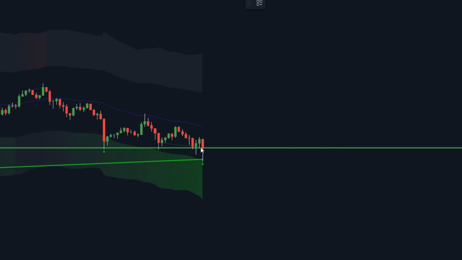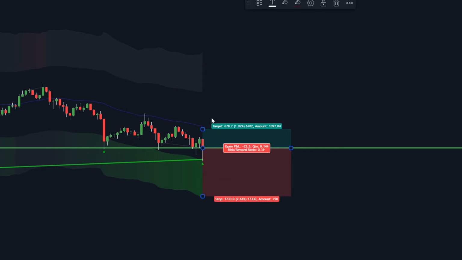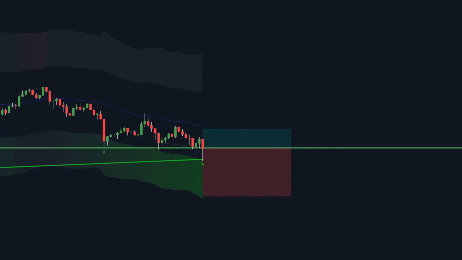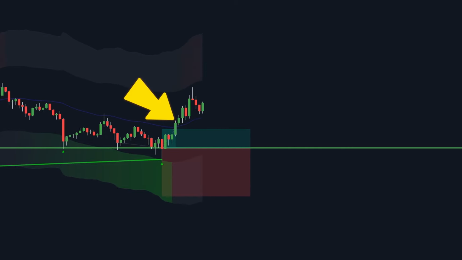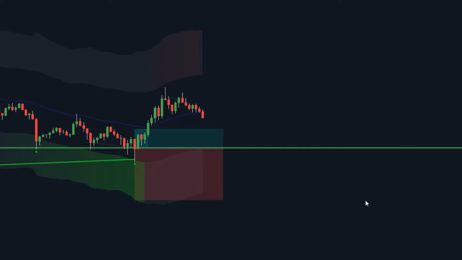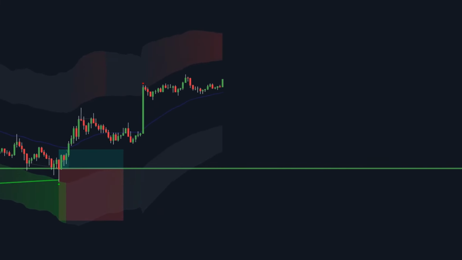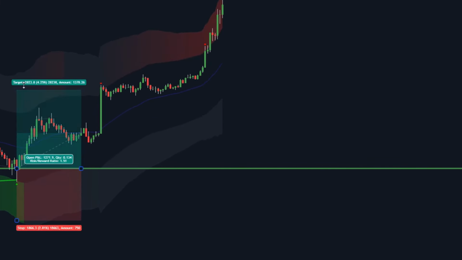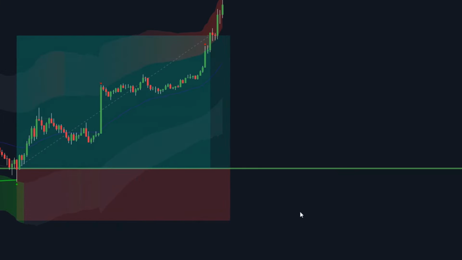A good way to go about money management is to move the stop loss to break even once the price closes above the middle line. Close the position manually once the candle bar breaks above the upper cloud. This way, you can catch really big chunks of the trend.